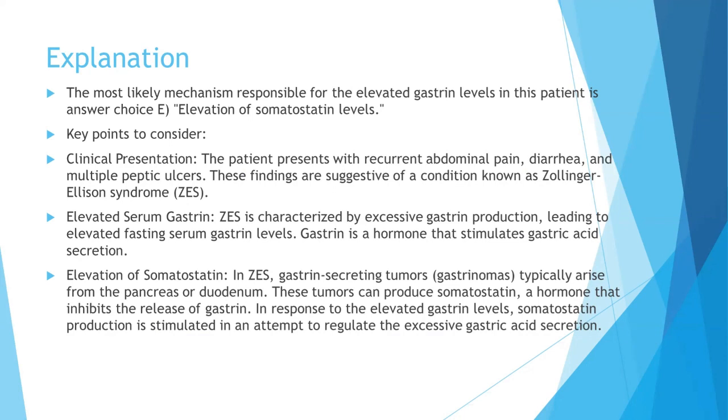In ZES, there is elevated serum gastrin and elevation of somatostatin. The gastrin-secreting tumors, that is the gastrinomas, typically arise from the pancreas or the duodenum, and these tumors can produce somatostatin. Now, it is a hormone that inhibits the release of gastrin. In response to the elevated gastrin levels, somatostatin production is stimulated, in an attempt to regulate the excessive gastric acid secretion.